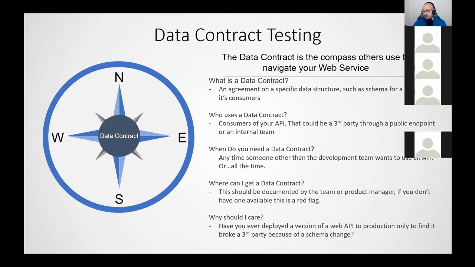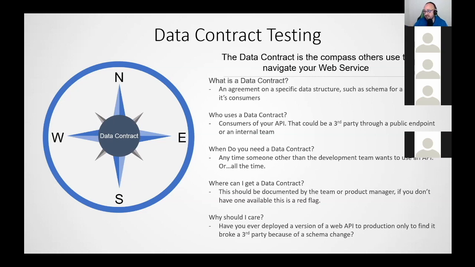So when do we need a data contract? Anytime someone other than development teams want to use their API. You could also say all the time, right? Because as a tester, it's important for you to know what that data output is supposed to look like. When you know what that output is supposed to look like and function like, and what that schema is explicitly, then you can make better calls whenever you see changes to that data structure.